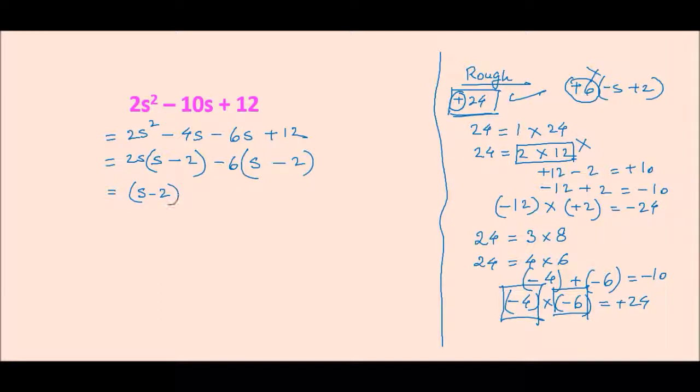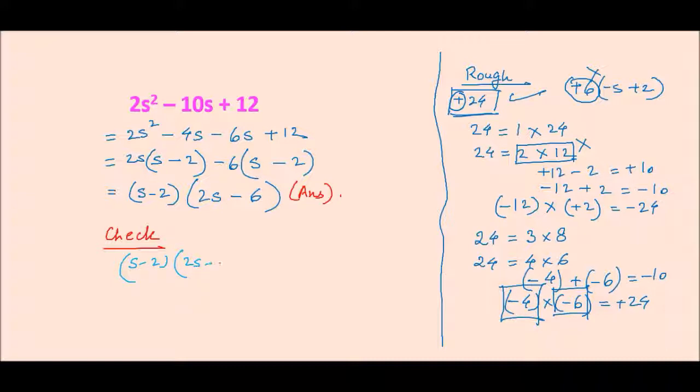Next we take this bracketed part as common, and from the first term we have 2s, and from here we are having minus 6. So these are the two factors of this polynomial 2s squared minus 10s plus 12. So let us write the answer. We can check it as well. This is having a coefficient of 2, not 1. So let us check. s minus 2 and 2s minus 6.